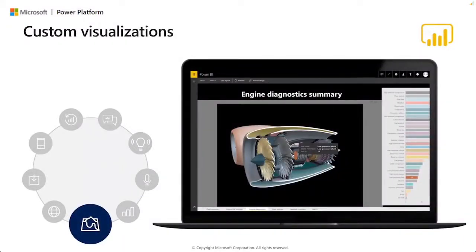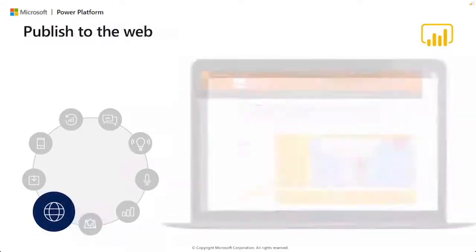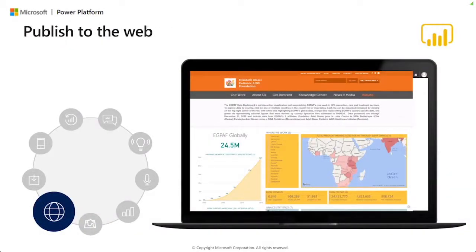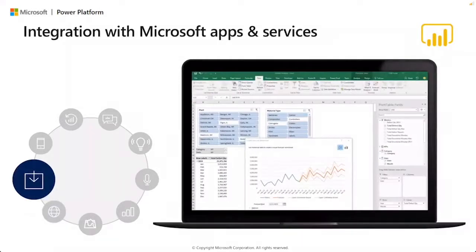So if you use IoT and you want that data to be represented in context about your airplane engine or your factory or any asset, you can do all of that in Power BI directly. And then you can publish to the web, so you can share that data with external audiences. Using Power Portals is a good example of that. If you do project management and you want to share the progress of the project, you can use that on the web. And also it integrates natively with a number of Microsoft apps and services like Microsoft Excel and Teams.